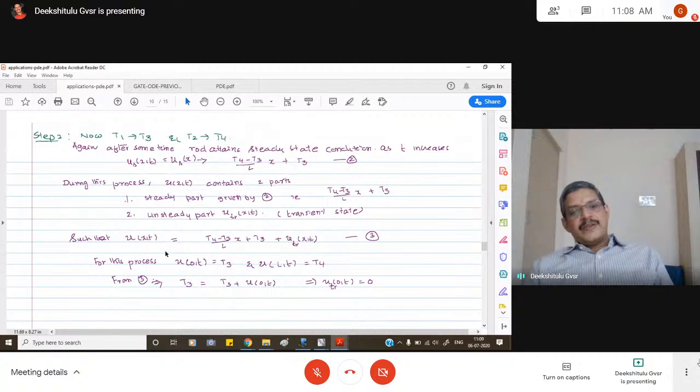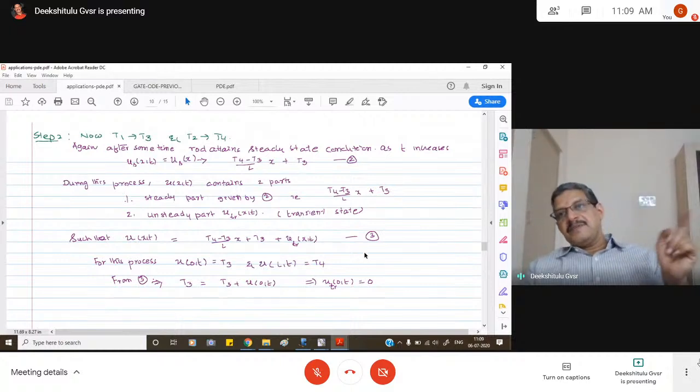So U of x,t is equal to U_S, that means the steady state solution, plus the transient state solution. For the process, once this steady state condition is achieved, the new temperatures are U of 0,t equal to T3 and U of L,t equal to T4. And what is the initial temperature? If you measure from there, at t equal to 0, the temperature already acquired under steady state conditions will be your initial temperature.